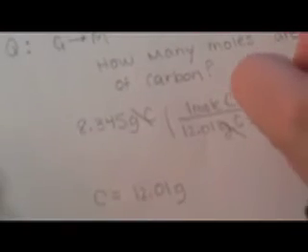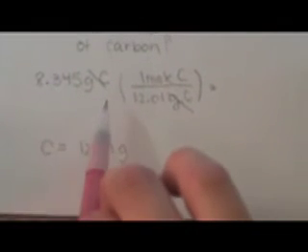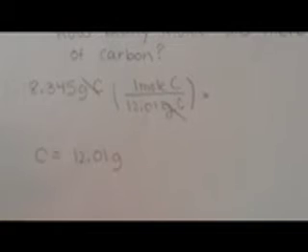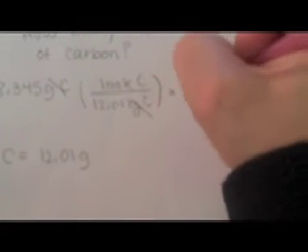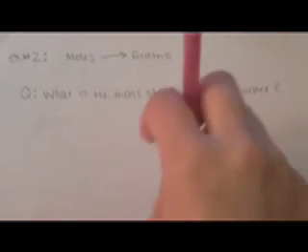In order to find the moles of carbon, all we have left to do is to put 8.345 grams of carbon over, and divide that by 12.01 grams. So then we do that and we find that the answer is 0.6948 moles of carbon. So that's the same thing as saying that 8.345 grams is equal to 0.6948 moles of carbon.